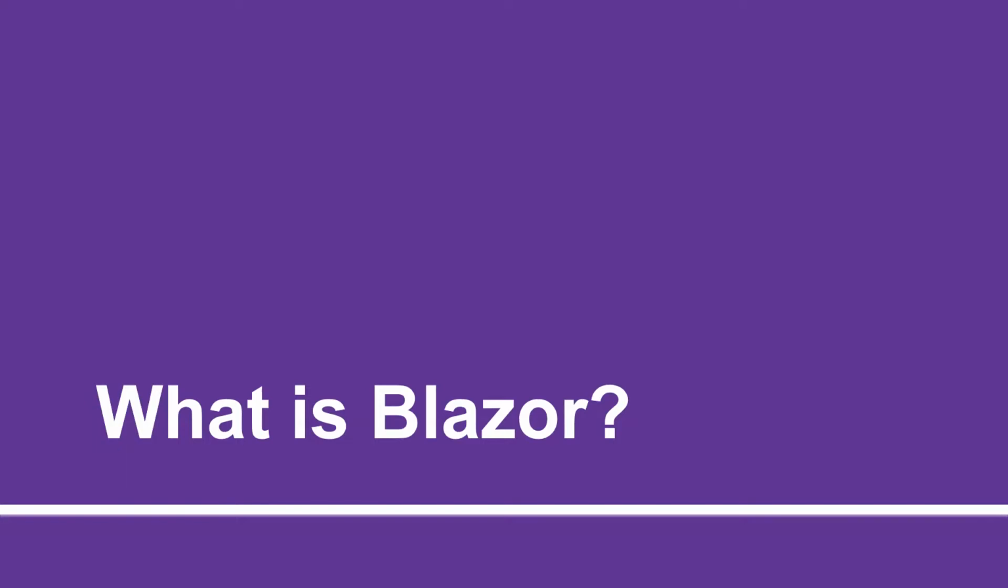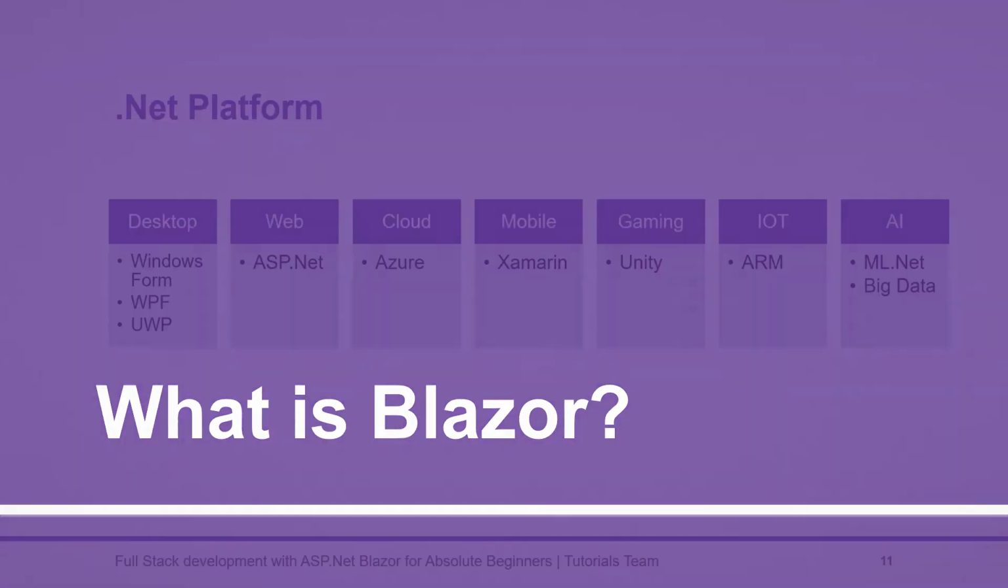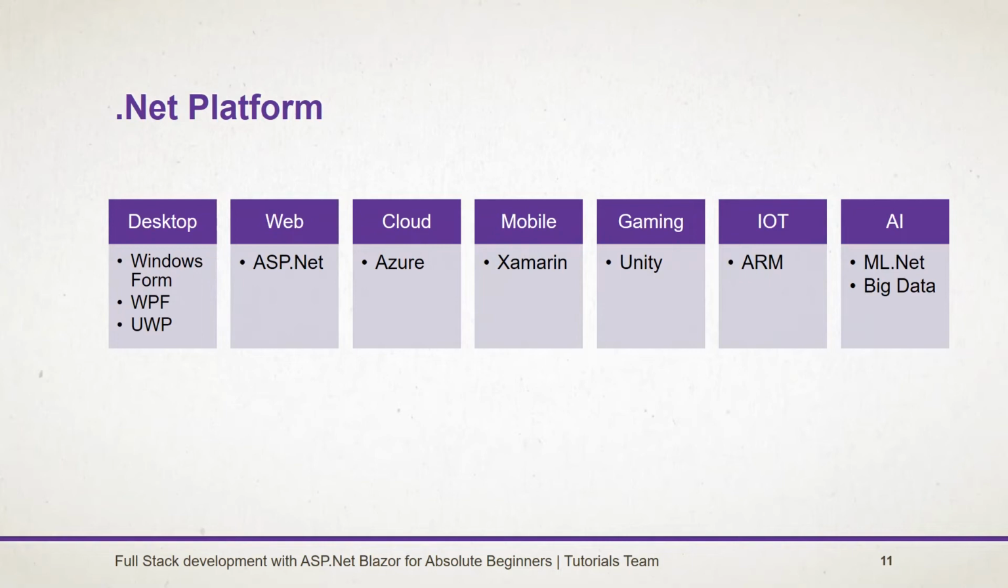In this session, we will learn about what is Blazor and why do we need to use it. I hope you all guys are aware of .NET, either .NET Framework or .NET Core. Using .NET, we can build any kind of applications including desktop, web, cloud, mobile, games, IoT or even machine learning and big data.